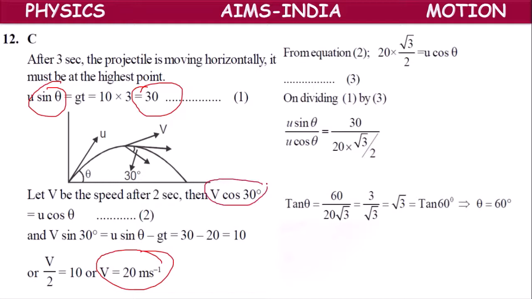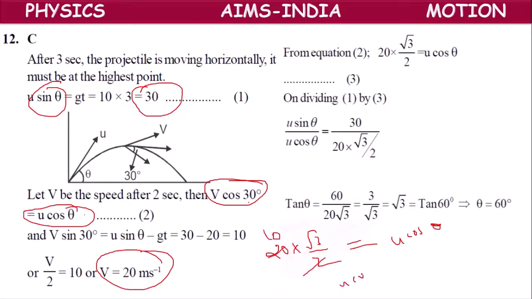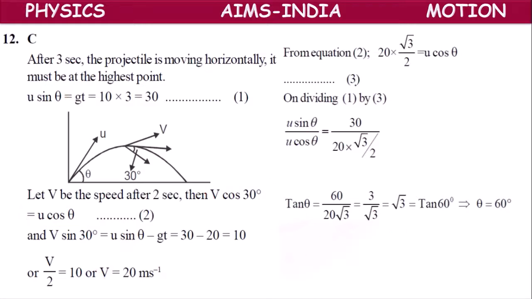And from this equation, V cos 30 equal to U cos theta. So V value 20. Cos 30 how much? Root 3 by 2 equal to U cos theta. 2 10 times 20, 10 root 3. Or we can write U cos theta equal to 10 root 3. We got this value also. So we got U cos theta value.